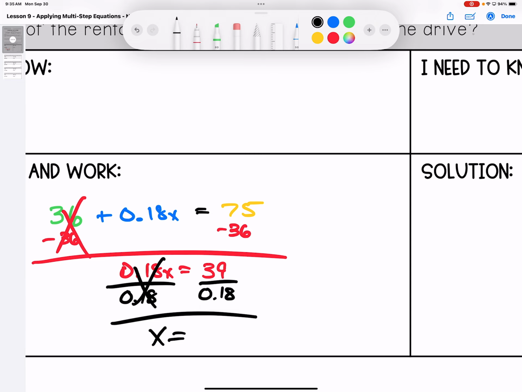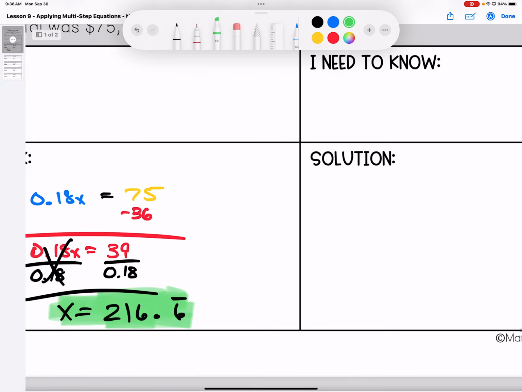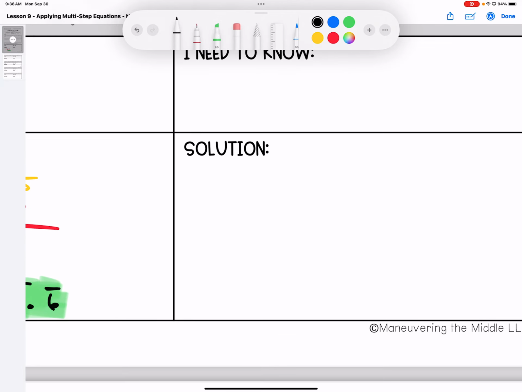X is going to equal 216, and your calculator is going to go 0.66666, which we just write with a line over top of it. So the answer is Mr. Martinez drove 216.6 miles.